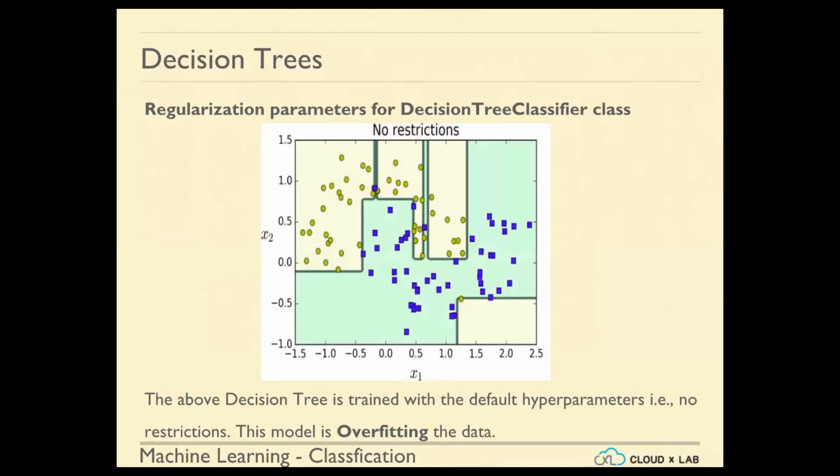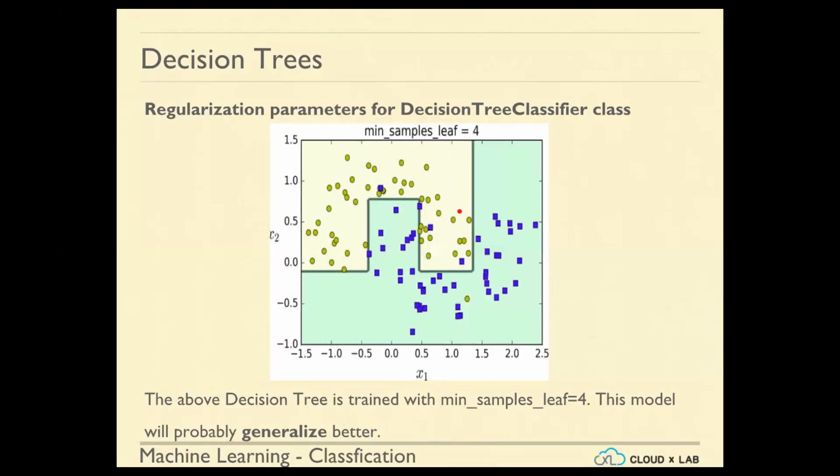If we do not leave the restrictions, it will keep on dividing. You can see that here it has even divided the boundary with only a few instances. It's taking care of each and every instance, not letting go of even a single instance. This is basically unregularized. There is no restriction, and therefore it is overfitting the data.